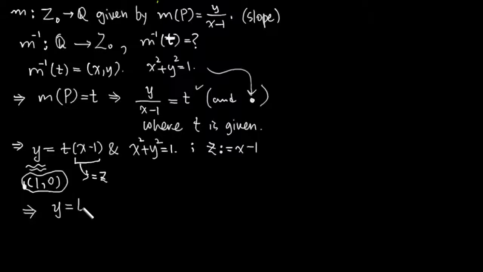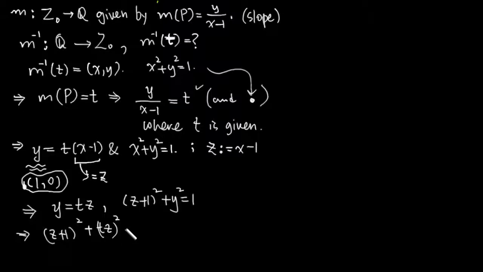Y is going to be t times z, a lot simpler. And x, if you solve for x, you can see x is z plus 1, so we have z plus 1 squared plus y squared equals 1. Y is substituted here, so z plus 1 squared plus t z squared is equal to 1. So solving for z will eventually give the solution for x.